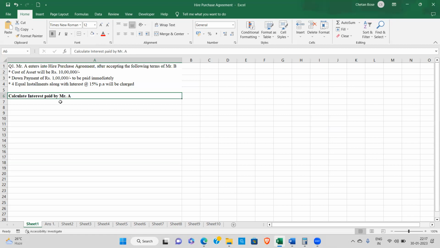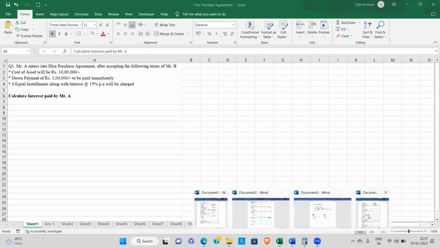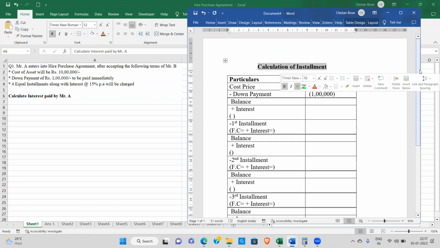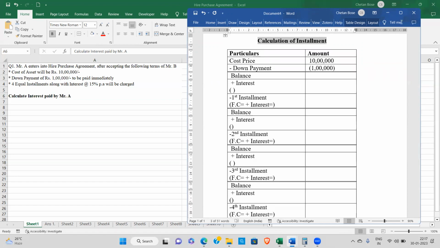Now, before you go ahead and do this calculation, whether it is related to interest or installment, you have to always use this table. What is this table? This table shows calculation of installment. Since this table, which is for calculation of installment, also includes interest, that is why we have to always use this table for calculating interest as well. By default, if we don't calculate the installment, the interest will not come out right.